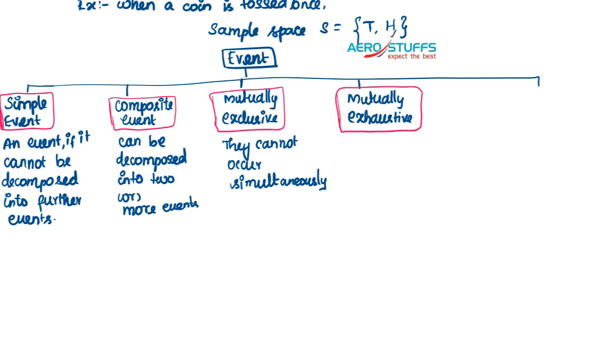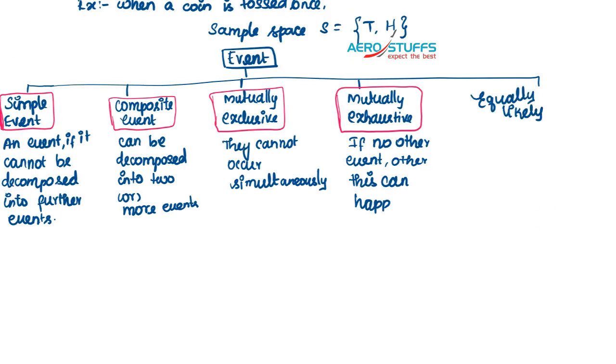Now mutually exhaustive. Exhaustive means other than this, nothing will happen. When you toss a coin, either you will get head or you will get tail. There is nothing going to happen other than this. That is what mutually exhaustive means. And mutually exclusive means when you toss a coin, you get either the head or the tail, and you cannot get both things at a time. Are you clear with this mutually exclusive and exhaustive?